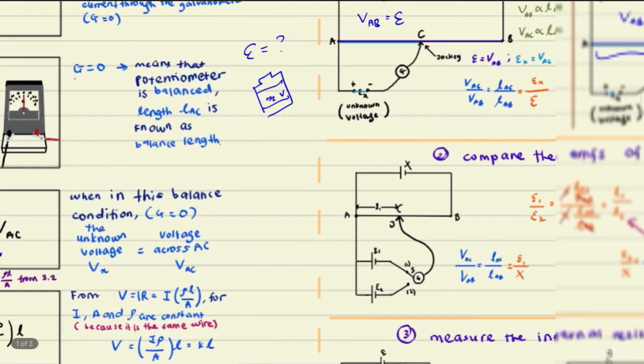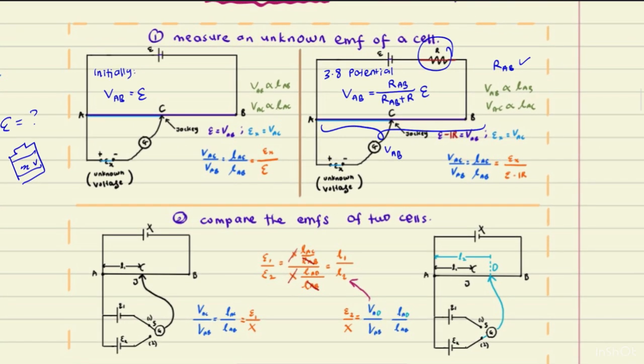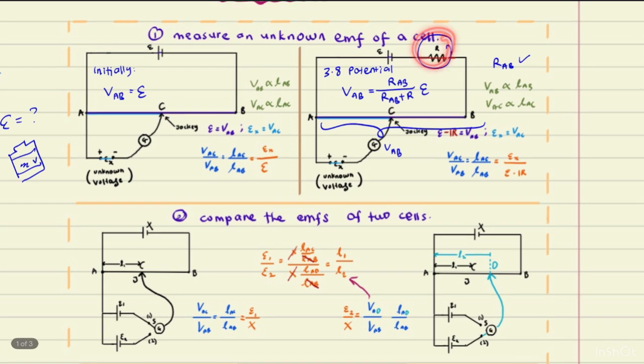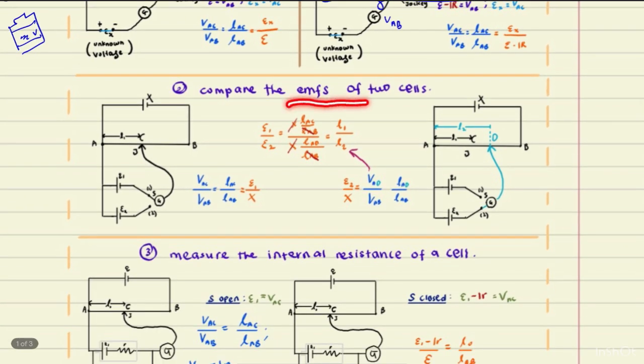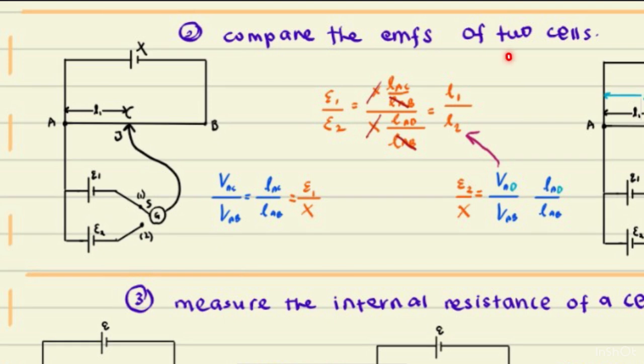Okay, back to the application. So first, if we don't know the EMF of the cell, then kita tambah resistor. The next one ialah kita compare two EMF. Okay, two cells punya EMF.